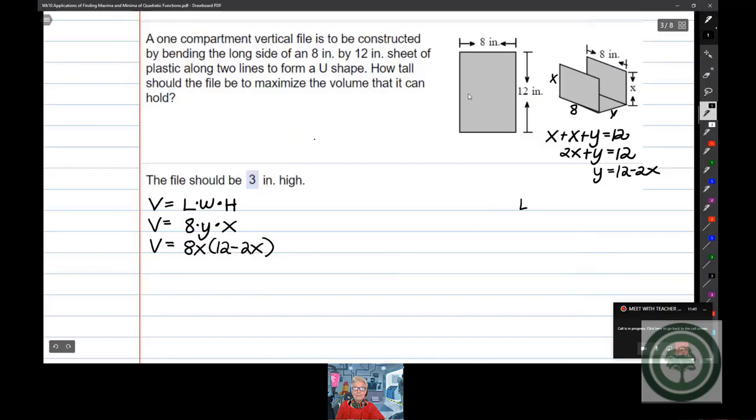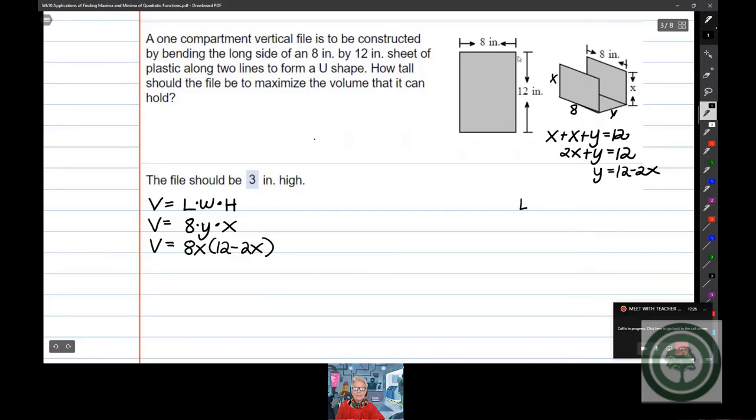You're going to fold this 8x12 inch... what is this? A one compartment vertical file is to be constructed by bending the long side of an 8x12 sheet of plastic along two lines to form a U shape, and there it is, where we have three sides, this side, and this side. This side and this side are both X, and this side is called Y, because I certainly am not assuming that three sides are equal.